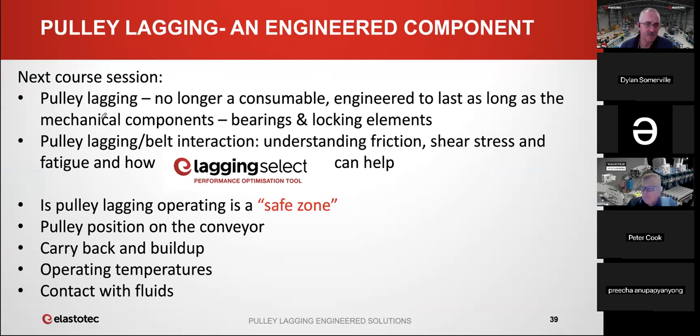So we'll cover pulley lagging being an engineered product. We're going to look at an engineering tool called Lagging Select. This is a software tool that is available that can be used to evaluate different types of lagging and look at things like, is there any localized slippage? Am I near the fatigue life of the lagging? How much shear stress does each lagging type induce on the conveyor belt? And it's a useful tool for making decisions about what is going to be the best lagging for protecting the belt and giving you a good service life.